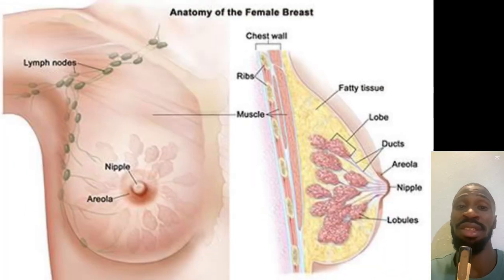So I hope this all makes sense to you and you understand when we talk about the introduction to the breast. We talked about the location of the breast, the extent of the breast, the shape, and the structures of the breast. Hope you understand it from beginning to end.